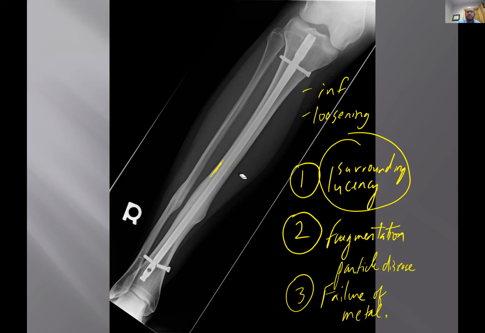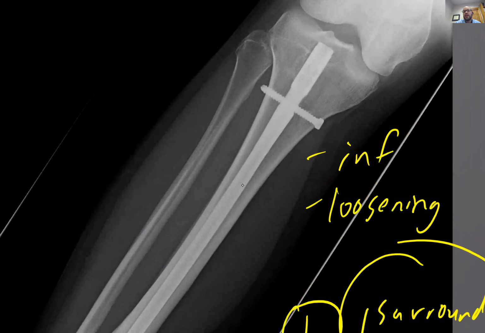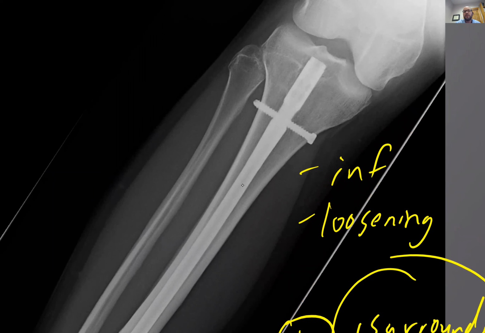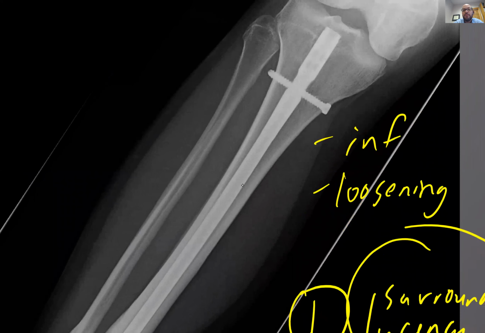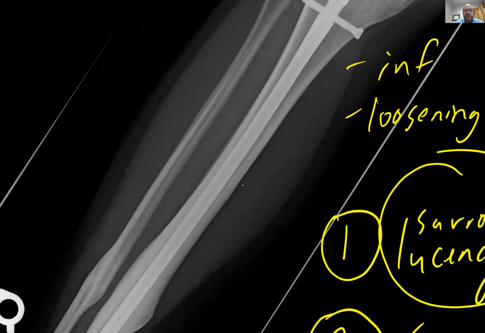Now, that being said, let's expand this a little bit. All right, let's look for lucency around there. Let's look for fragmentation. Let's look for failure of the surgery itself, breaking of the metal. Now look, okay, looks pretty good. Yep. No lucency. Looks great. We keep going.